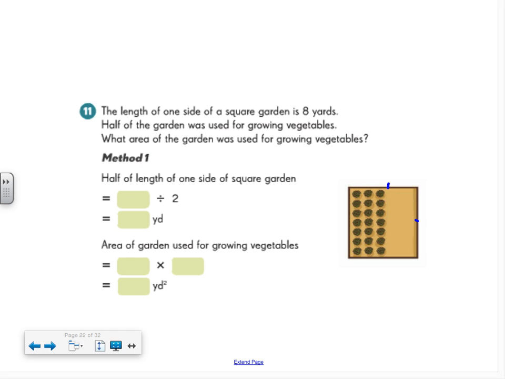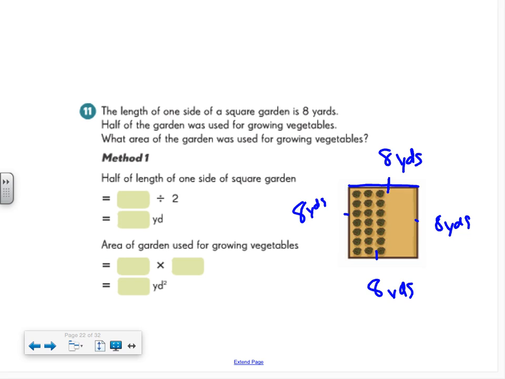so all these sides are the same. And the length of one side is 8. So this whole side, I know is 8 yards. Okay? Well, first of all, that's 8 yards. I know that this is 8 yards. And I know this is 8 yards. And I know this is 8 yards because it's a square. Half of the garden was used for growing vegetables. And then look at, they even drew it right here, half of the garden.